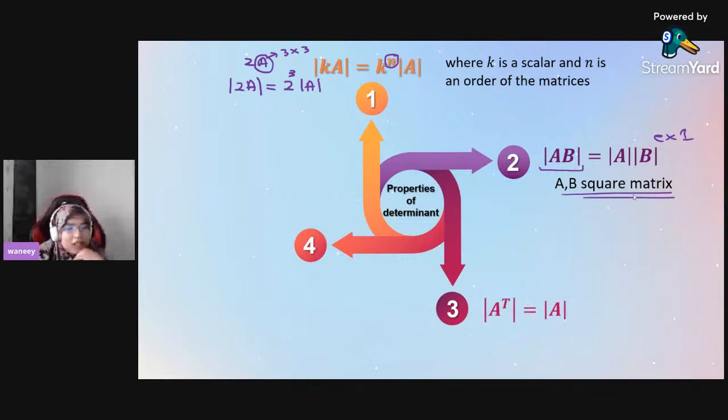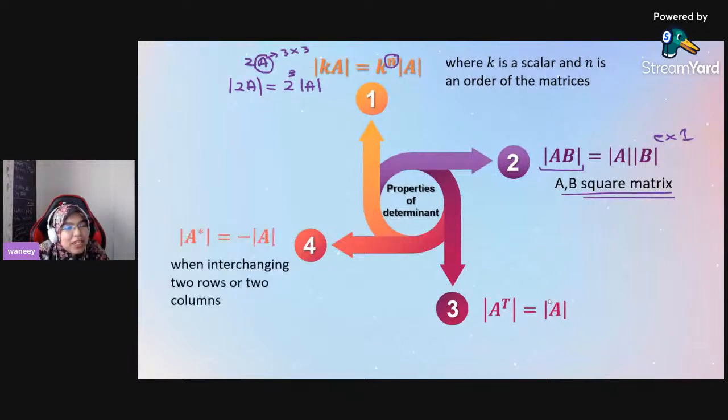Okay, the third one, if you have A transpose, you transpose that matrix and you want to calculate its determinant. So it will be similar if you calculate the determinant of A first, and that determinant of A is actually equal to determinant of A transpose. Maksudnya kalau kata kita transpose matrix tu, determinant doesn't change. The determinant won't change if you transpose the matrix. Okay, so that is the third one.